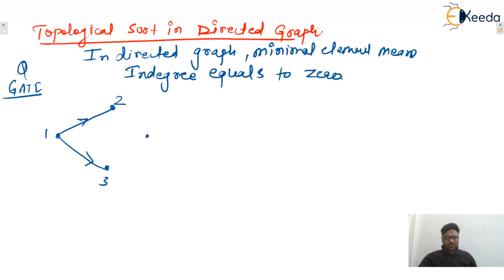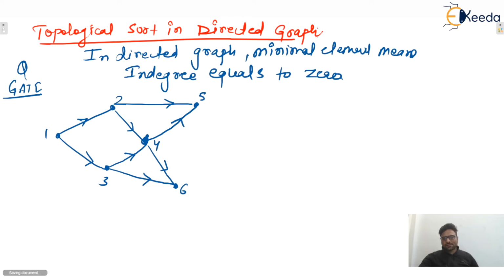Then next one, let's say this is 2 to 4, and this is 3 to 4, and let's say this is 2 to 5, and let's say 4 to 5, and this is, let's say, 4 to 6, and this is 3 to 6, isn't it? So one directed graph is given. So which of the following, here we can say that one topological sort.